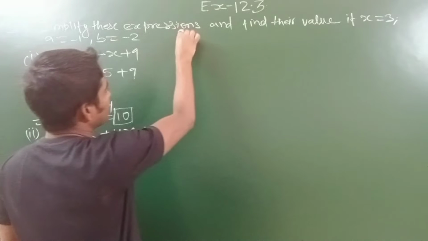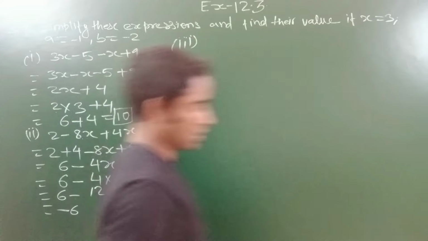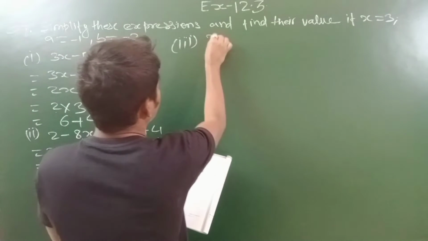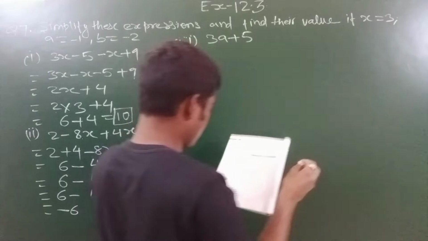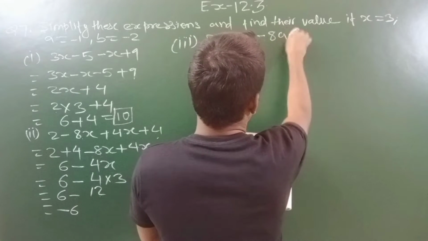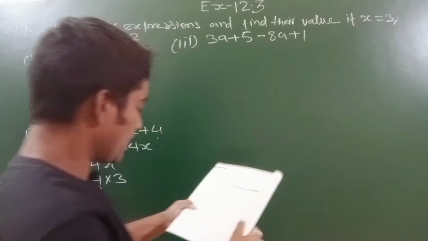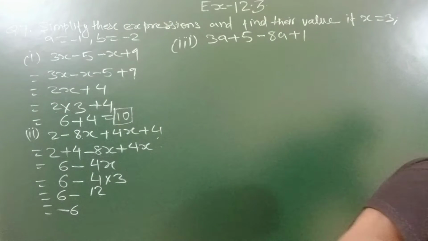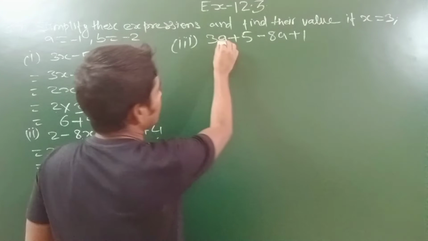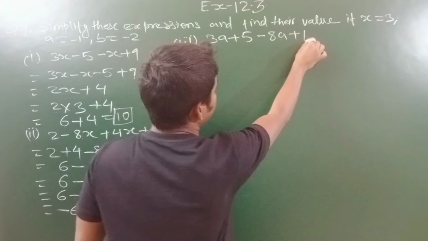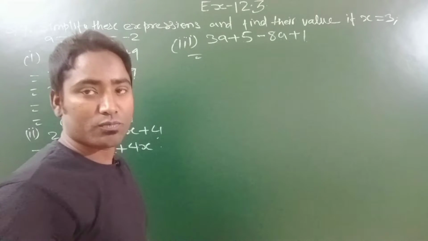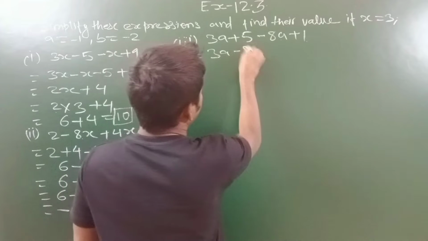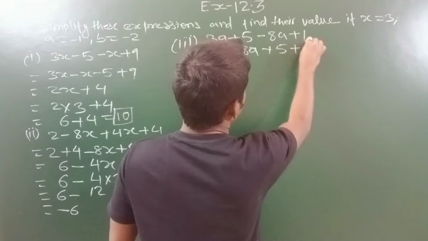Okay, moving to the next expression, students, number 3. The expression for number 3 is given as 3a plus 5 minus 8a plus 1. Now again, if you look at the expression carefully, students, it is not in simplified form. As you can see, these are like terms, the a and a containing terms, this is a constant, this is a constant, so write them together, perform the operation and get them in simplified form. So 3a minus 8a plus 5 plus 1.